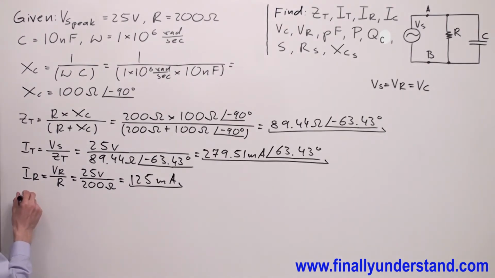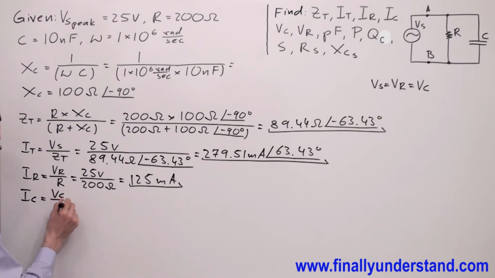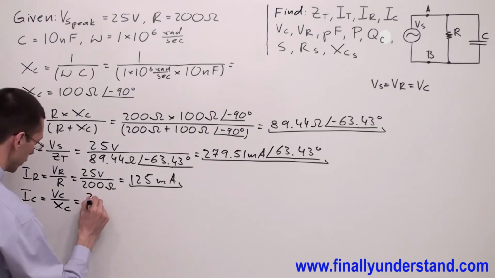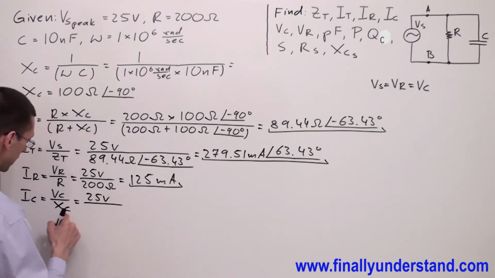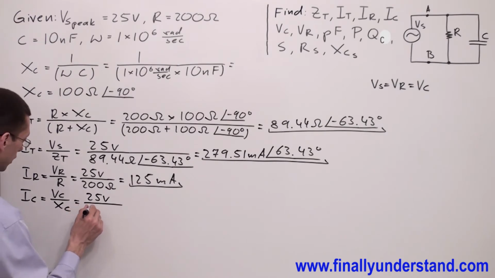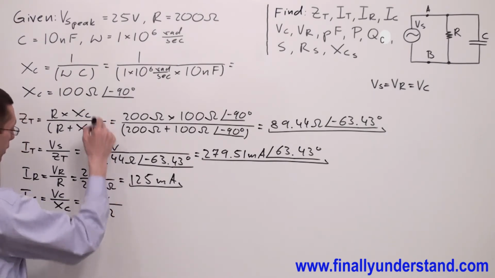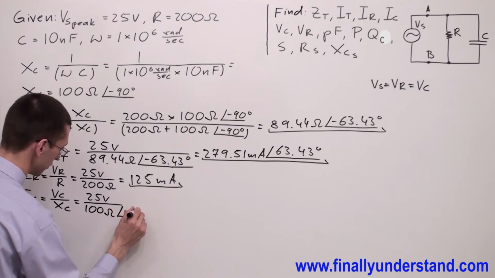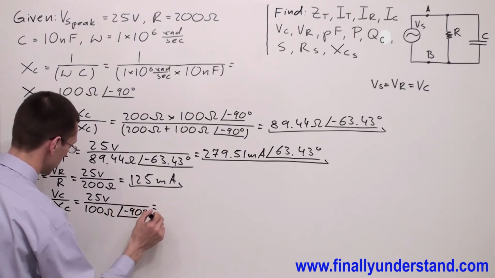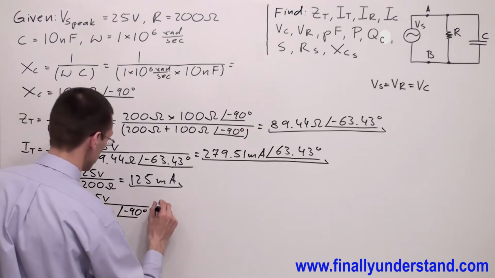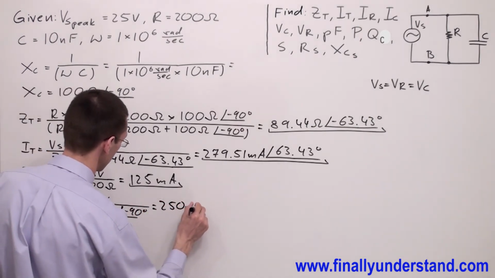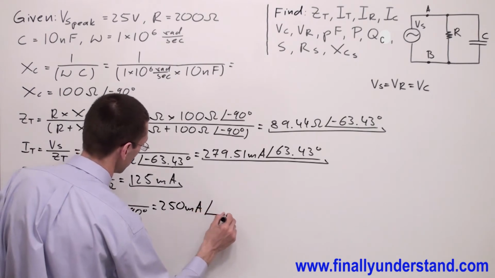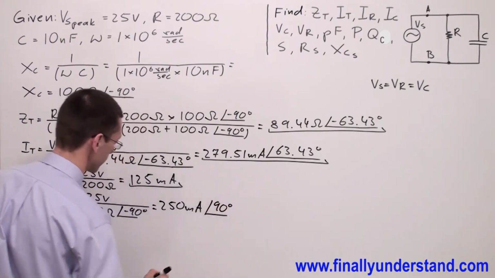Next, we're supposed to find the current which goes through the capacitor. IC is equal voltage across the capacitor over capacitive reactance. So I have 25 volts over the capacitive reactance, which is equal 100 ohms, an angle of negative 90 degrees. This is equal 250 milliamps, an angle of 90 degrees.